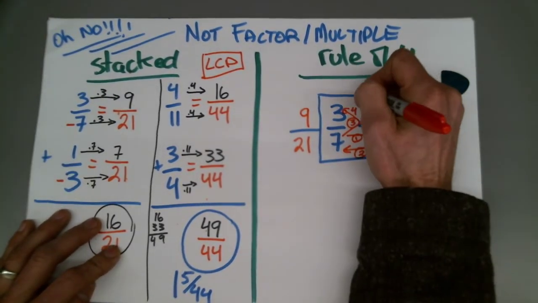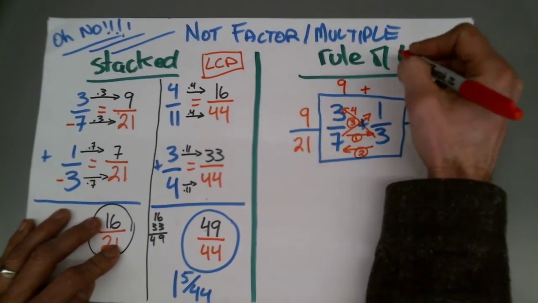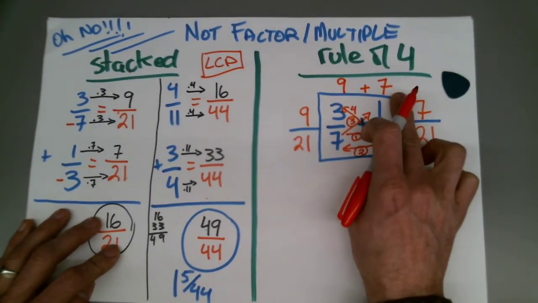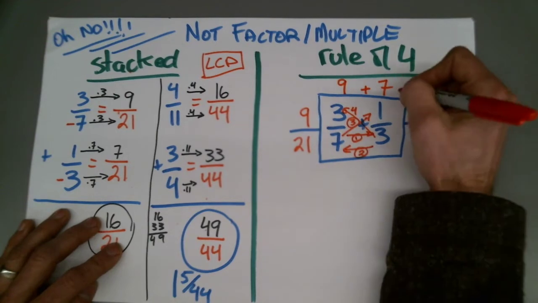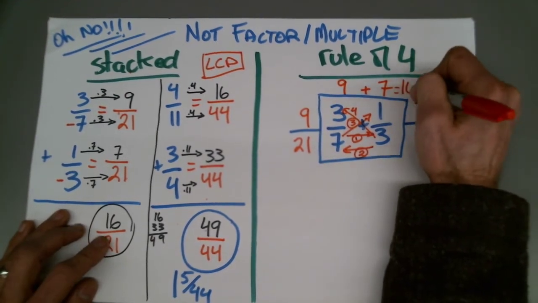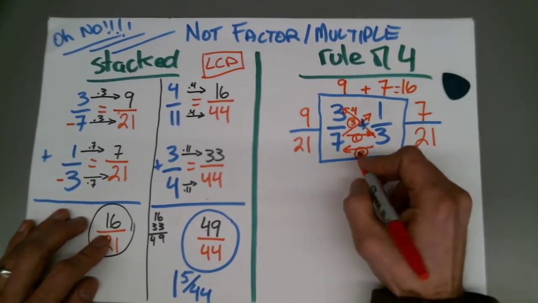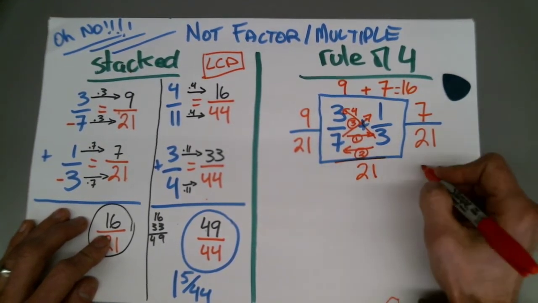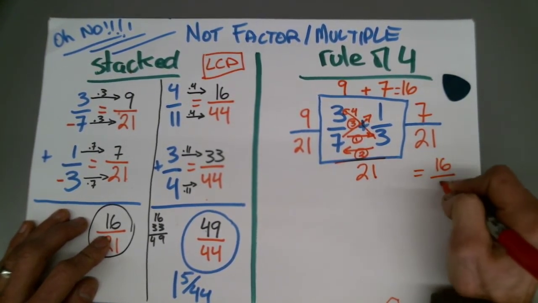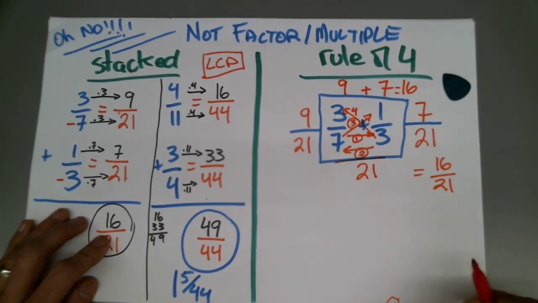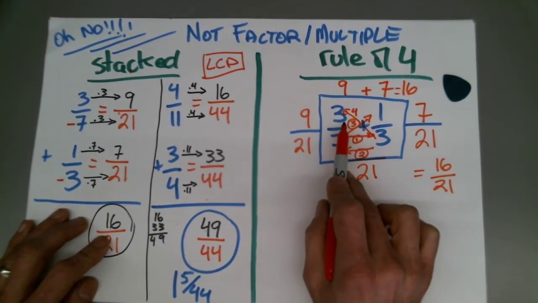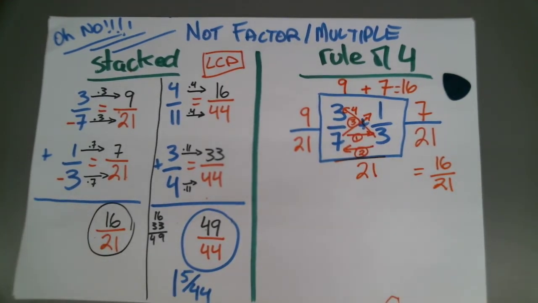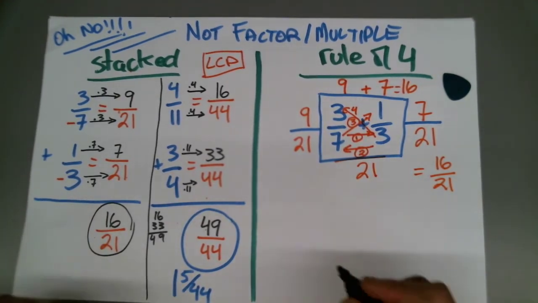So what I have in here is I put a little plus. If you want to make it even easier, this is what I do. 9 plus 7, what does that give me? It gives me 16. Okay? And the bottom is 21. So this is what it's out of. So my answer becomes 16 over 21. If this was a subtraction, all you would do is go 9 minus 7, and you'd get the right answer. Okay, let's do the other one as well.